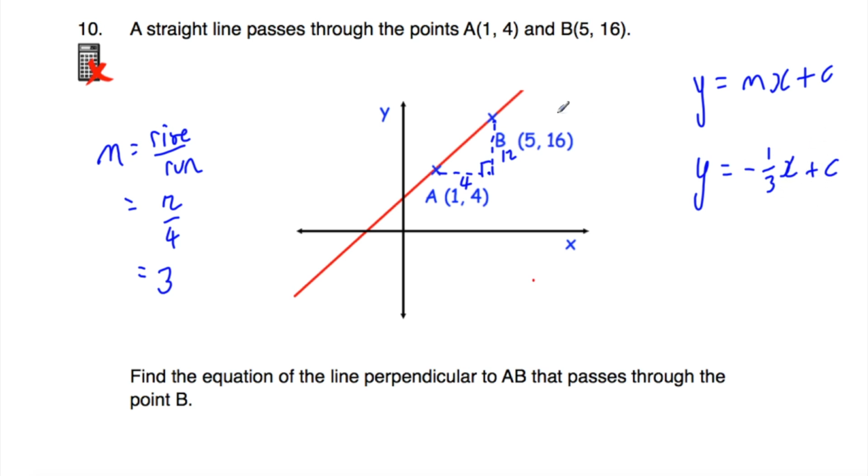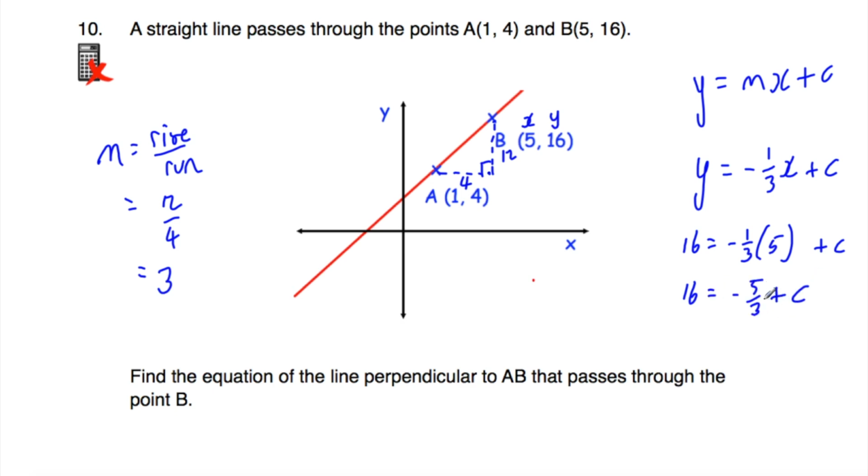We now need to find c, because we know it passes through the point B. It passes through this point. So the line passes through this point, okay? So because it passes through this point, we can substitute in x equals 5 and y equals 16 into this equation, and then we can find the plus c. Okay, so let's do that. So y is equal to 16, so we're going to have 16 is equal to minus a third times x, that's minus a third times 5, and then plus c. So minus a third times 5, that's going to be minus 5/3. So we're going to have 16 equals minus 5/3 plus c.